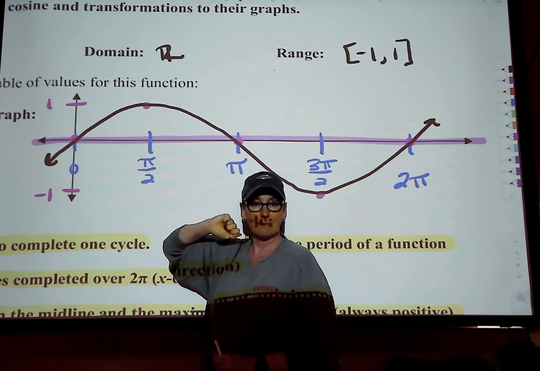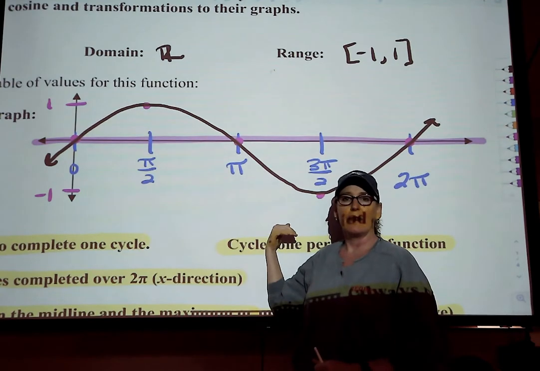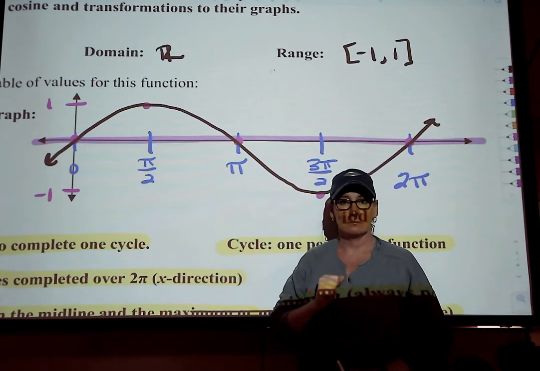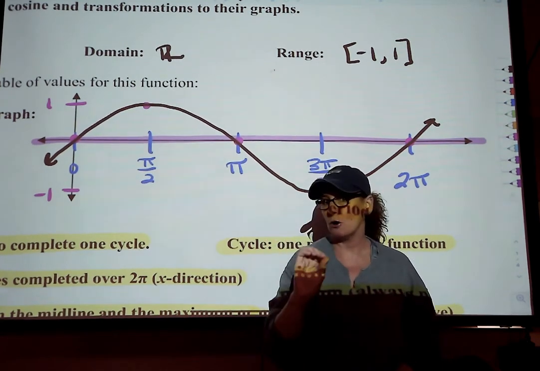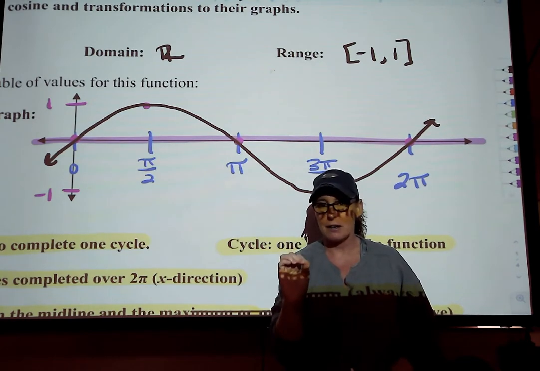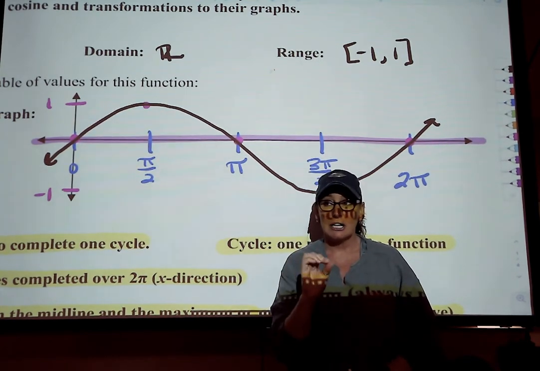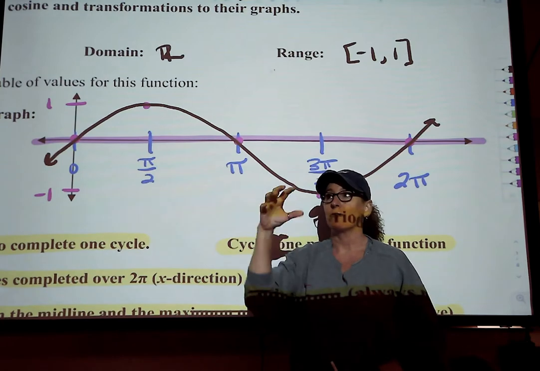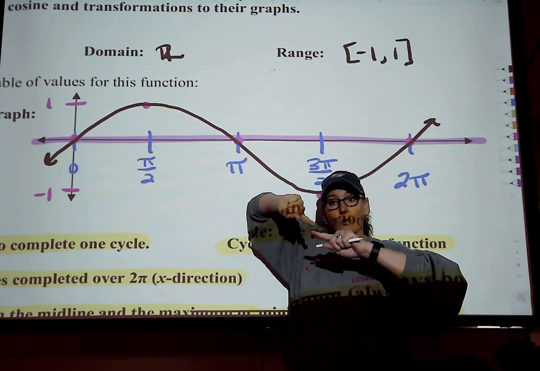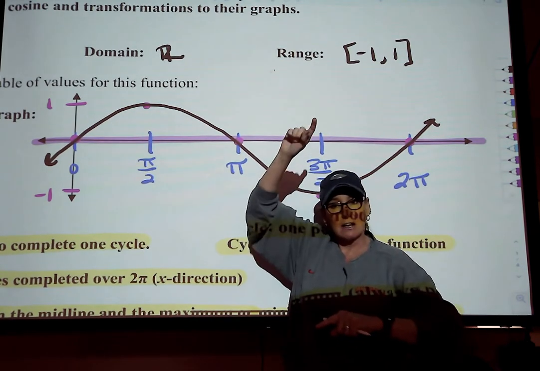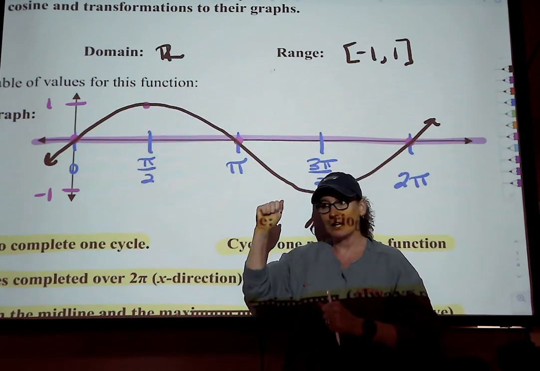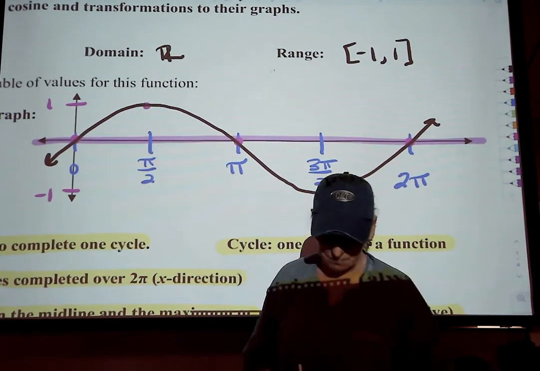Now, my question for you, how far above the midline does my graph go? 1 unit. How far below the midline does my graph go? 1 unit. I asked you how far below it went. Don't give me a negative value. That'd be weird. It's like a double negative. How low did it go? How far below the x-axis? It went 1 unit below. So it went one unit each direction. That's amplitude. How far above and below did it go? 1. That's amplitude.